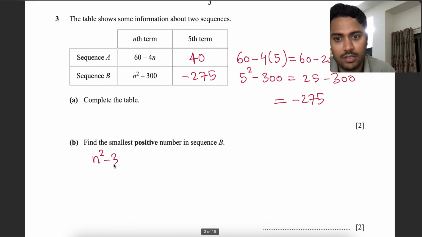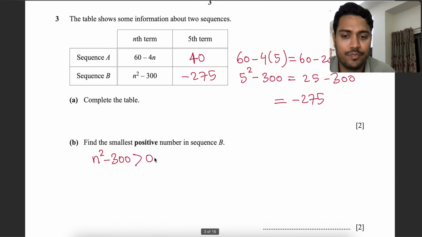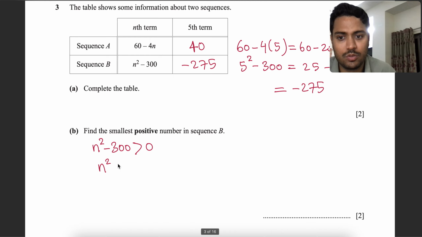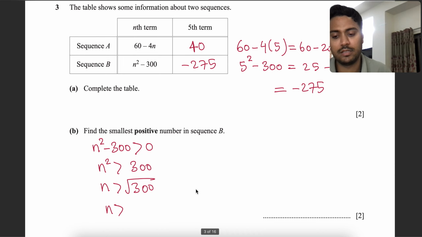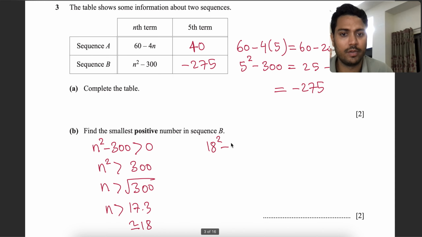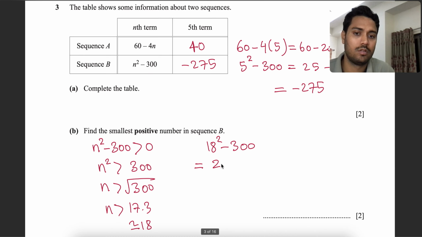That means n square minus 300 should be greater than 0. So what is the value of n? N square greater than 300. N will be under root of 300. So n, under root of 300, is how much? Check. Root of 300 is 10 root 3, that is 17.3. So we'll take approximately 18. So let's say n is 18. So 18 square minus 300, and the answer is 24. So this is going to be 24. Simple.